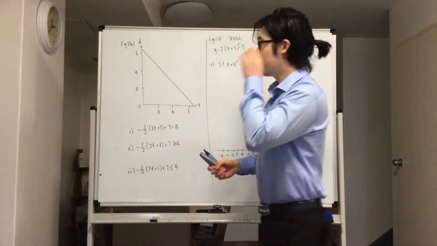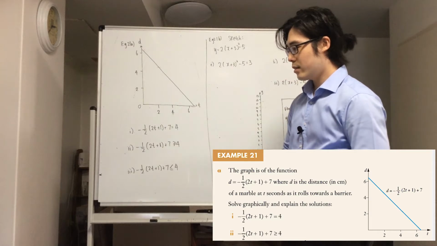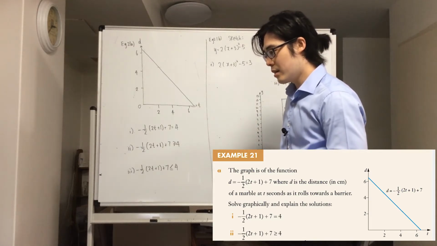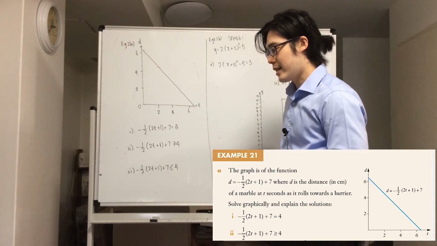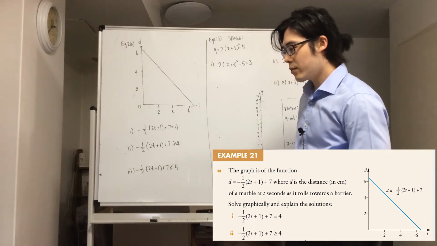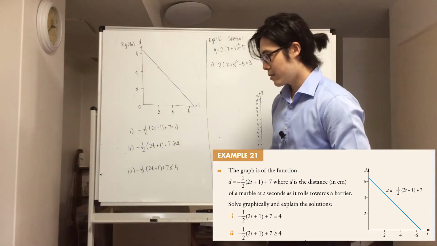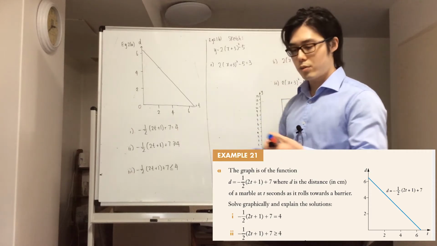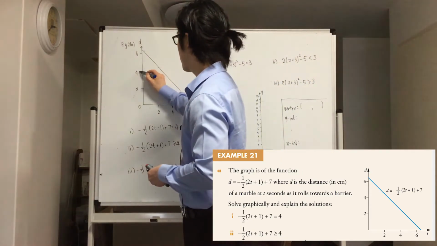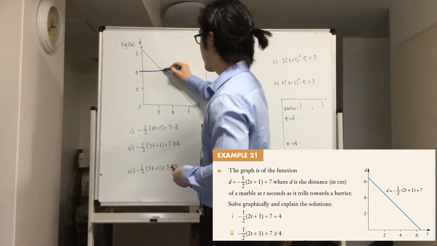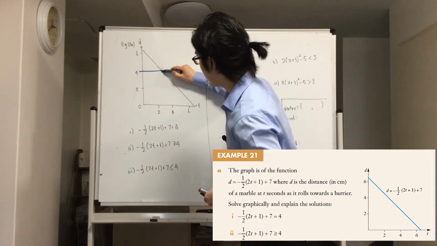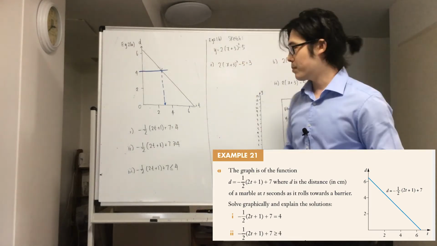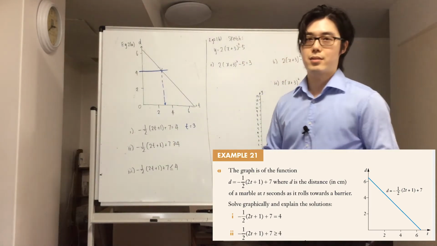Okay, example 21. The graph of the function d equals minus half, bracket 2t plus 1, plus 7, where d is the distance of a marble at t seconds as it rolls down a barrier. Okay, solve graphically and explain the solutions. So it says graphically solve that. Once again, that just means we have to draw a horizontal line at 4. That's where it hits the graph. And if you go down, it looks like 3 to me. Once again, it's an estimate, so it's fine.